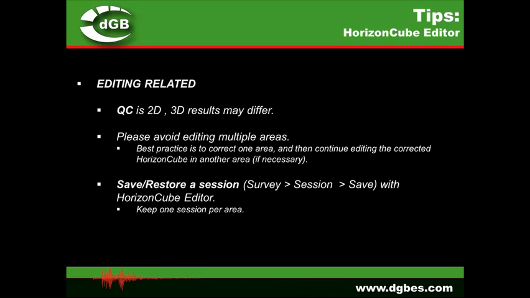Some suggestions which are related to the editing. QC is a 2D thing. Don't expect that it will be the same as you would do it for 3D. Please avoid editing multiple areas. It's not supported. Otherwise, you will be changing the whole HorizonCube, because it computes a rectangle from the seeds. So the seeds, which are the first and last seed in a small area, and it computes a rectangle within it, and it corrects accordingly within that rectangle. So if that rectangle becomes so large, and you're assuming that it's going to correct in one area and then in another area, then actually you are going to change the whole HorizonCube.